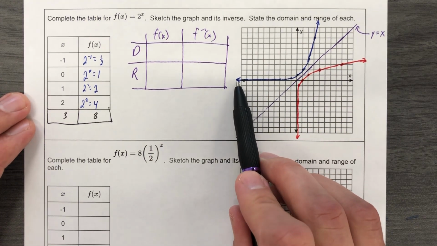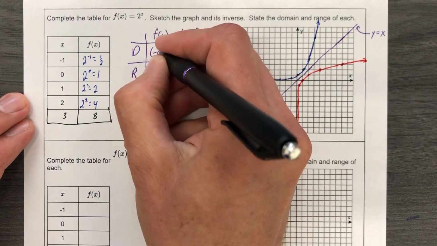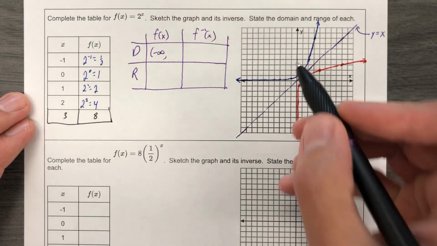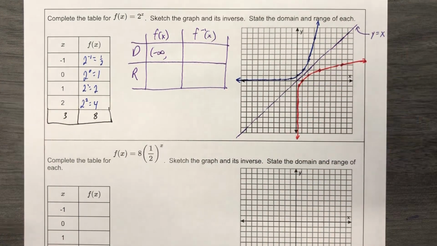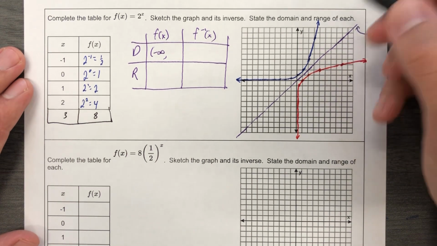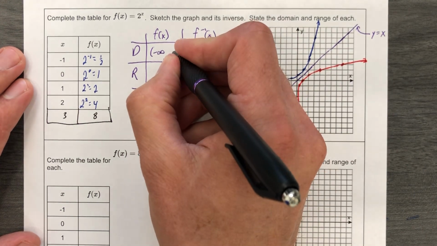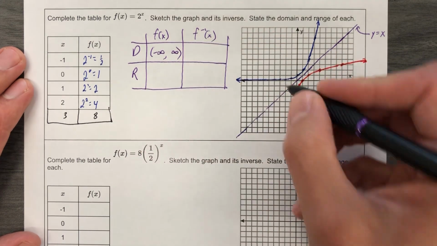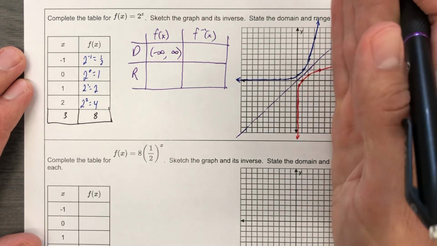The blue graph goes forever to the left, okay, and it goes forever to the right. Now we might say, well, it turns up very sharply. Okay, yeah, it does. That's fine. But it goes up forever, and goes forever to the right. It does turn up very sharply, but it does continue to go forever.